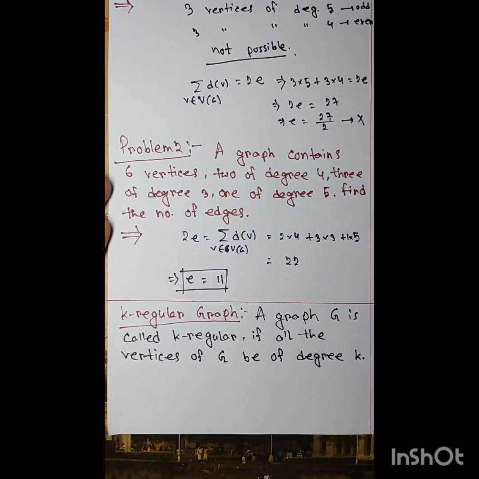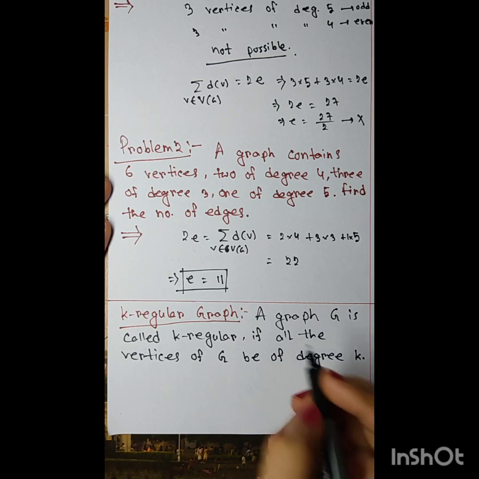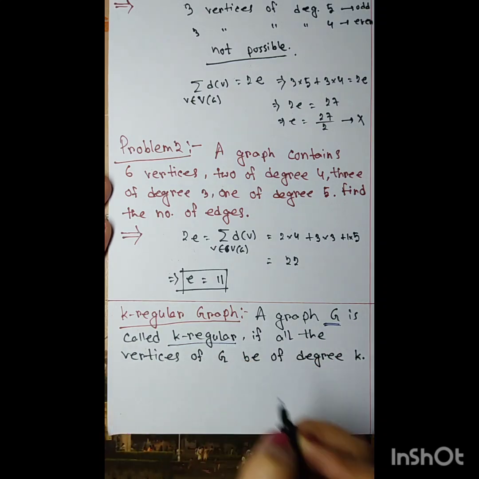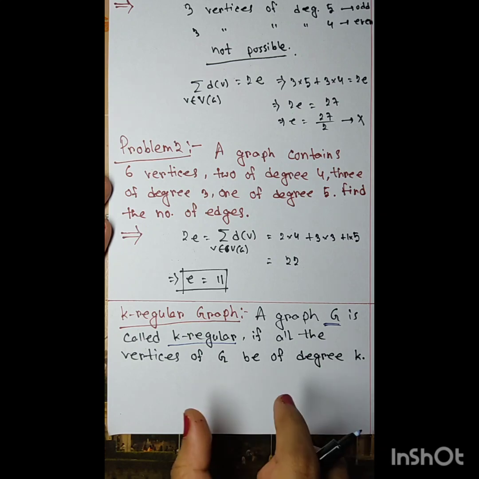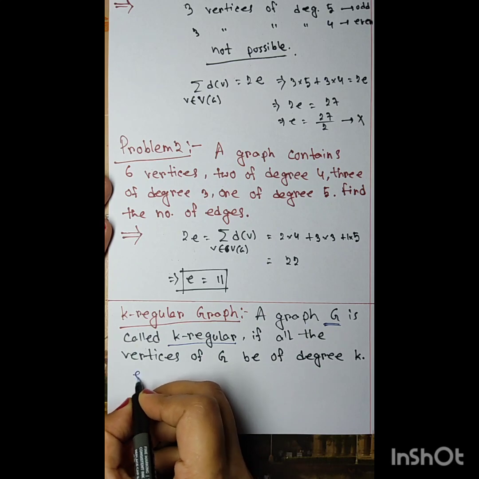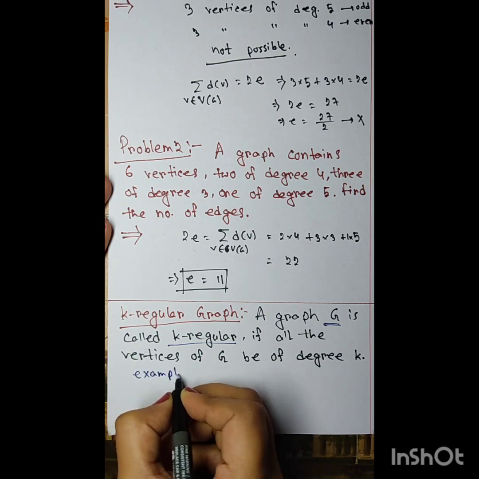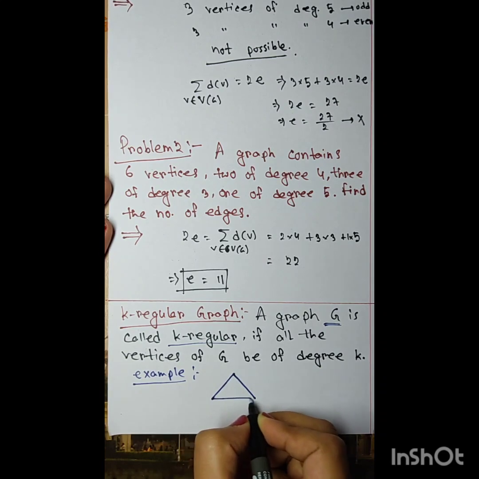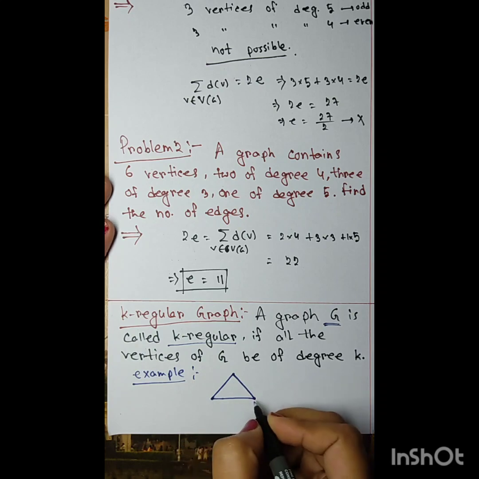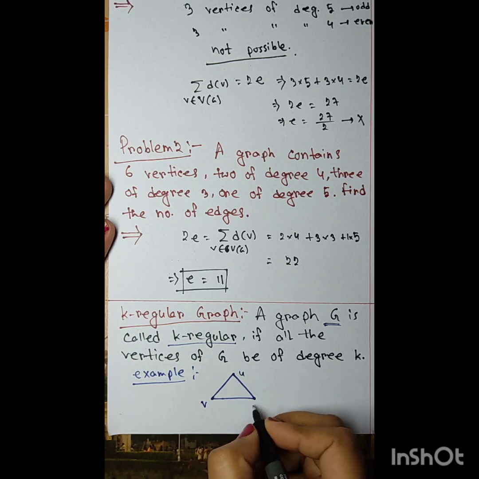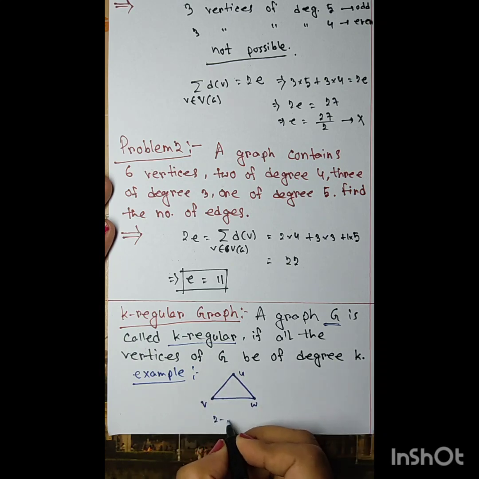Now we'll learn a new definition, the k-regular graph. What is a k-regular graph? Any graph G is said to be a k-regular graph if all the vertices of G have the same degree k. We'll see some examples of this type of graph. Let us consider this graph on 3 vertices. Here all the vertices have degree 2, so this graph is a 2 regular graph.